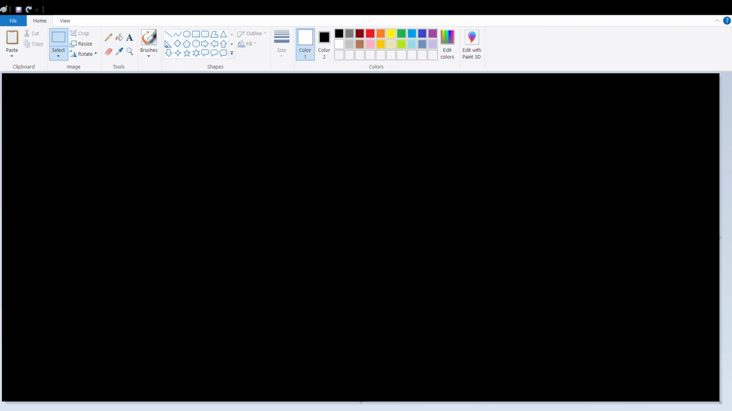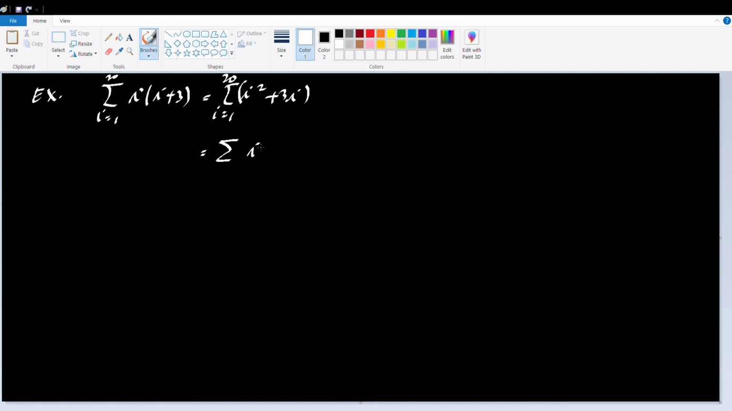Okay, so let us have some examples. Let us find the sum of i times (i plus 3), i from 1 to 20. Okay. So first, let us write the summand as i squared plus 3i, i from 1 to 20. And we know that this can be written as the sum of two summations: the summation of i squared, i from 1 to 20, plus the summation of 3i, i from 1 to 20.